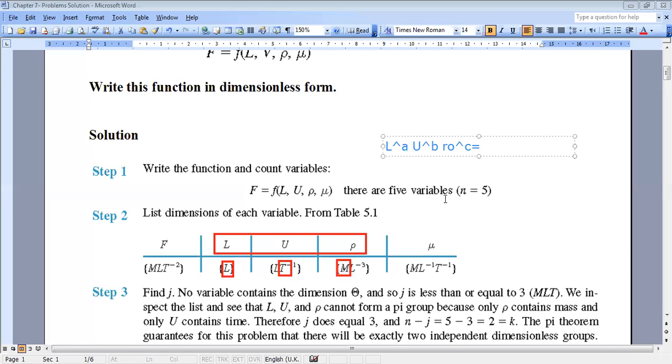What is a group? A group is a combination of variables which has no dimension. This is the definition of a group. Okay? I will give you a simple example.